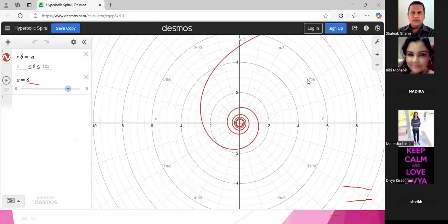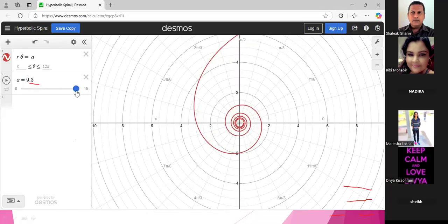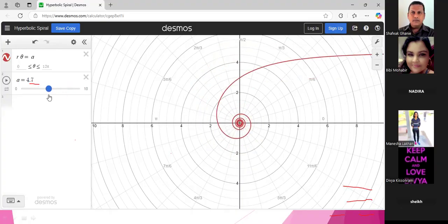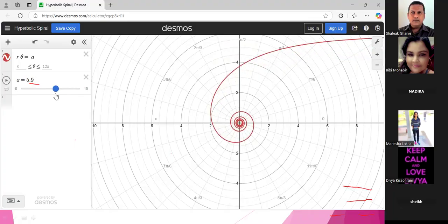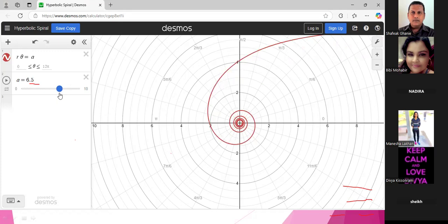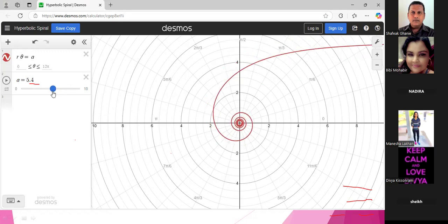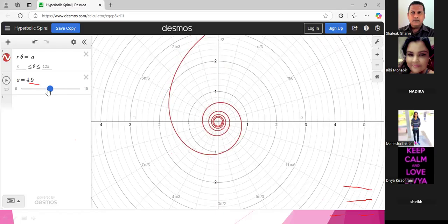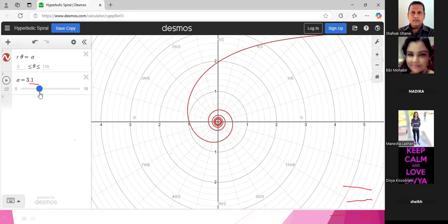So as the value of theta increases, the hyperbolic spiral winds inward towards the pole. The radius gets smaller and smaller, but the curve never actually touches the center, and it spirals infinitely close. On the other hand, as theta approaches zero, the spiral stretches outward from the pole with the radius becoming very large.